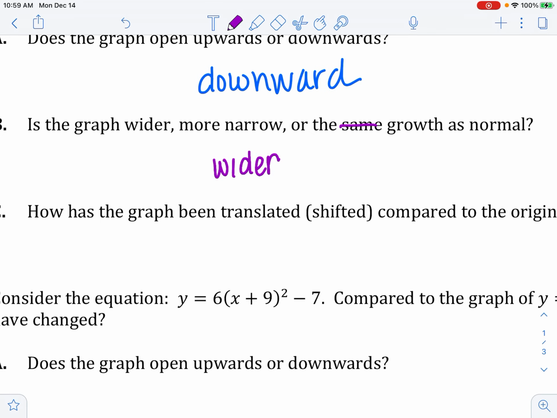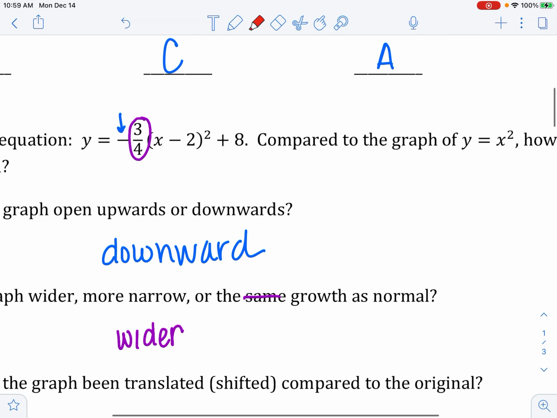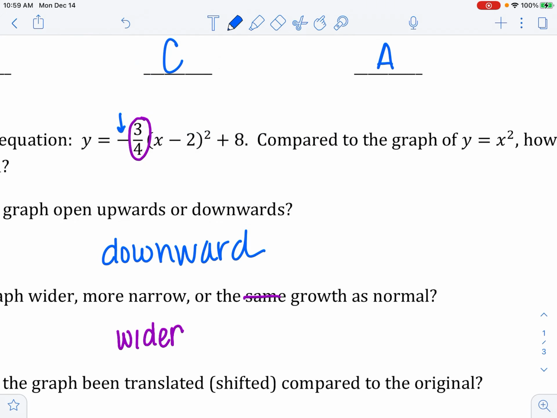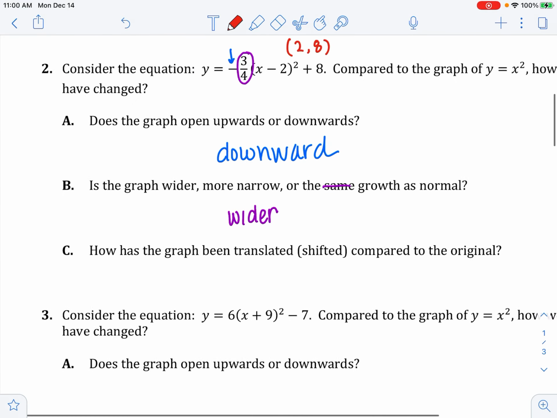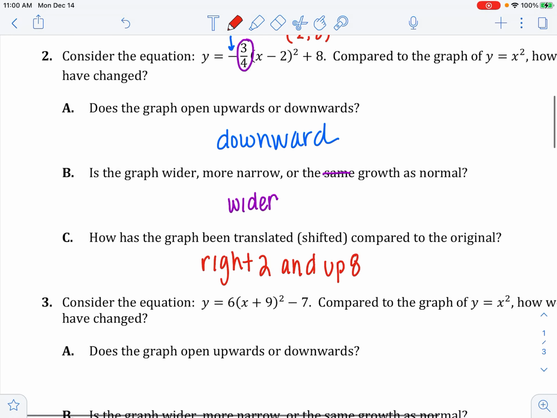All right, next, how has the graph been translated, shifted compared to the original? So remember, let me change colors here. No, to one I haven't used yet, I'll use red. This 2 is going to move it to the right, and this 8 is going to move it up. So I'm going to say it's moved right 2 and up 8.